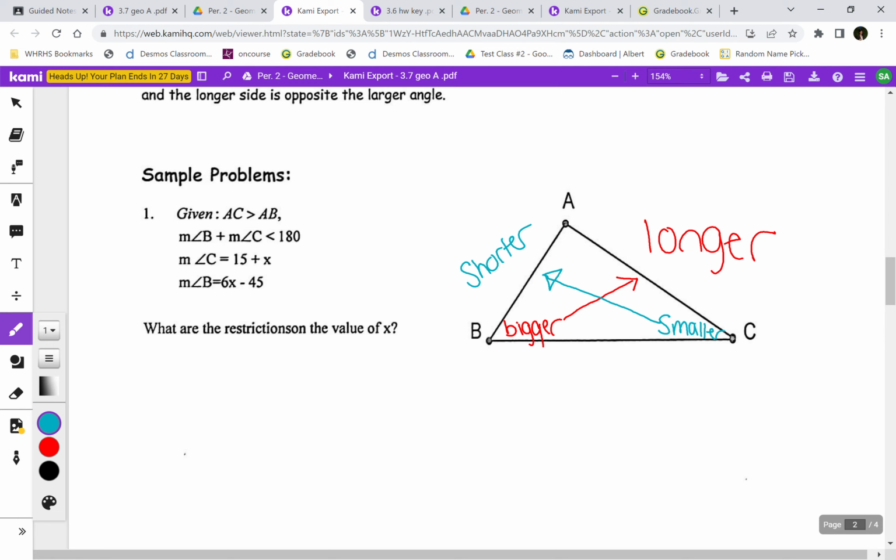Then it's telling us angle C is represented by 15 plus x. And angle B is represented by 6x minus 45.